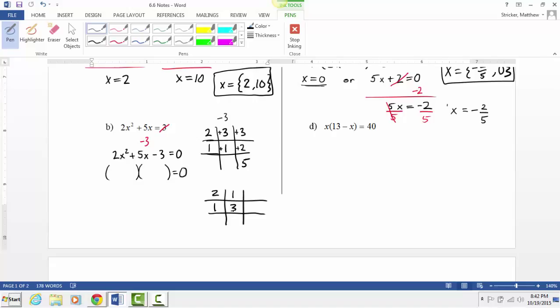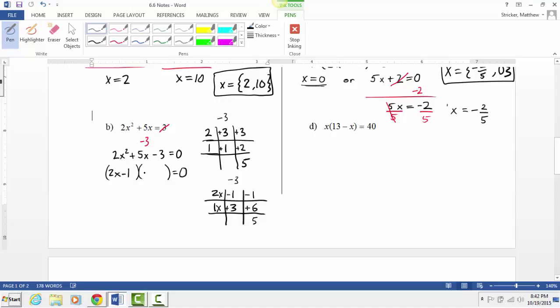Now when we do this, we have 2 times 3 is 6, and 1 times 1 is 1, and this has to again equal 5. And the only way that can happen is if this is a plus 6 and a negative 1, and we carry our signs over. And now we do multiply to get a negative 3, and so our answer has to be 2x minus 1 and x plus 3.